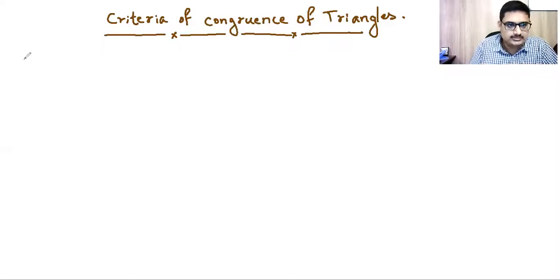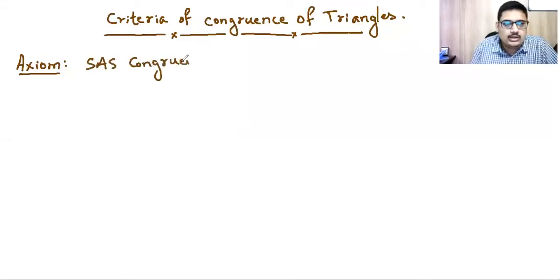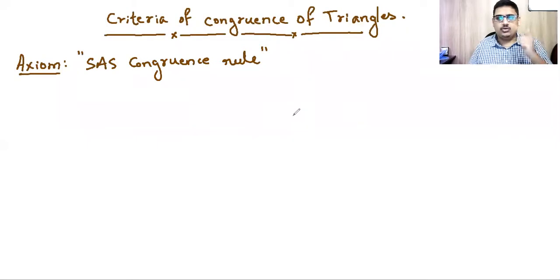So you have the first axiom over here. What is the axiom? Can anybody tell me the axiom for this? The axiom is known as the SAS congruence rule. Okay, please note down along with me, SAS congruence rule. Listen to me as well as make a note, so be quick on that part. The first axiom that you have studied under criteria of congruence of triangles is the SAS congruence rule.